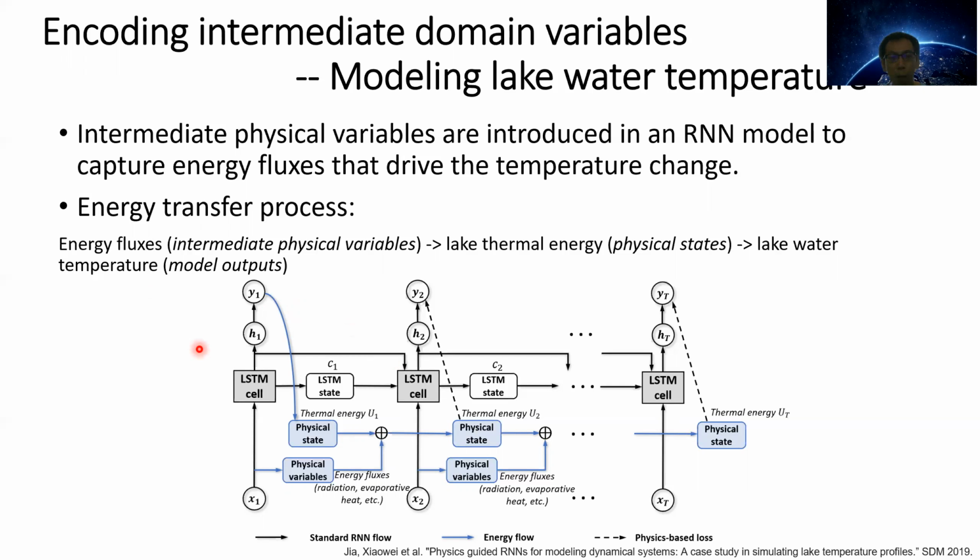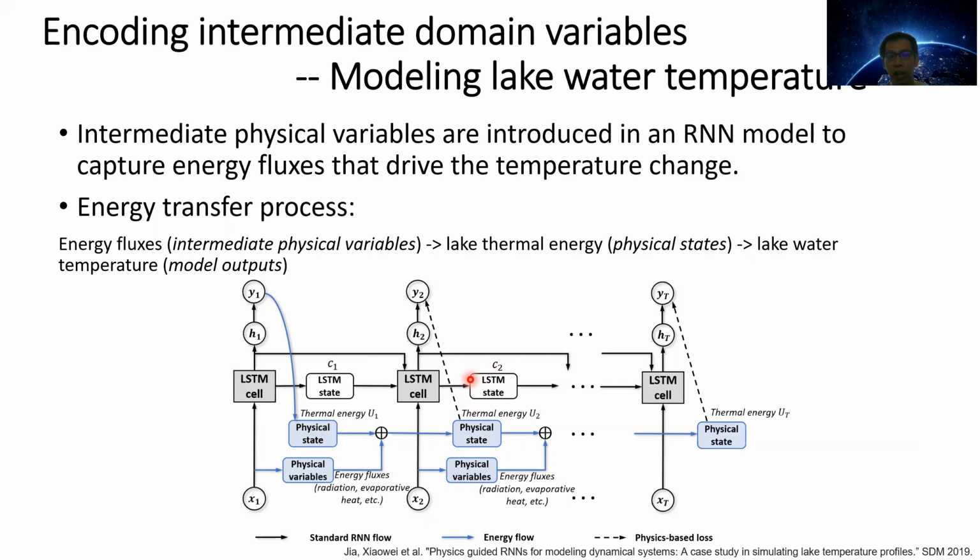So one approach to model this phenomenon is that we can construct a new architecture to force the model to memorize such an energy transfer process. Specifically, we start by building a standard recurrent neural network. Here the black colored arrows represent the standard recurrent neural network framework, where we also use the LSTM cell as the recurrent cell structure. But on top of that, we also introduce another recurrent process, which is shown in blue. In this blue energy flow, we introduce another set of physical states and physical variables. These physical states are very similar to the LSTM states used in the standard recurrent neural network model.